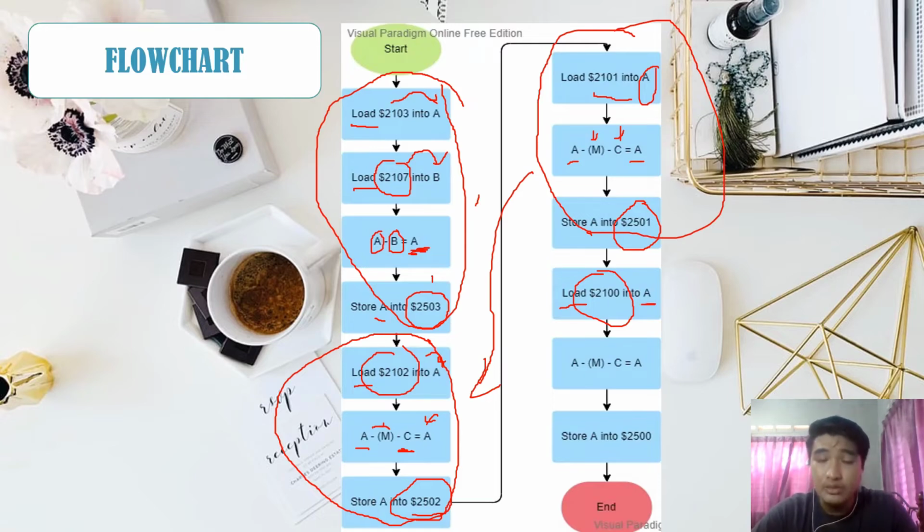Then we use the SBCA again, where the value of A will be subtracted with the memory declared, and we will also subtract the carry of the previous operation, and the answer will be stored at accumulator A. The next instruction is also STAA, where we want to store the value of A into the memory location 2500. So we can see whether this flowchart is correct with our simulation.